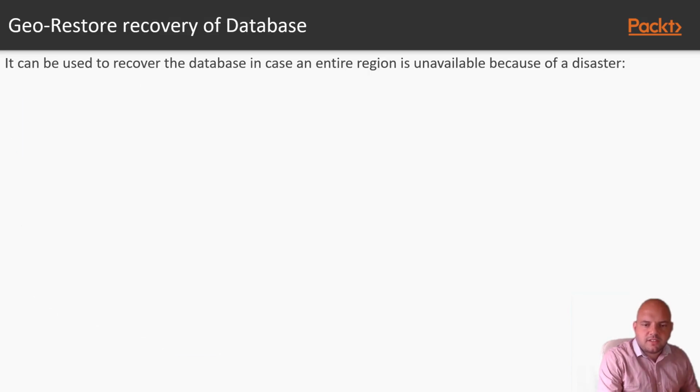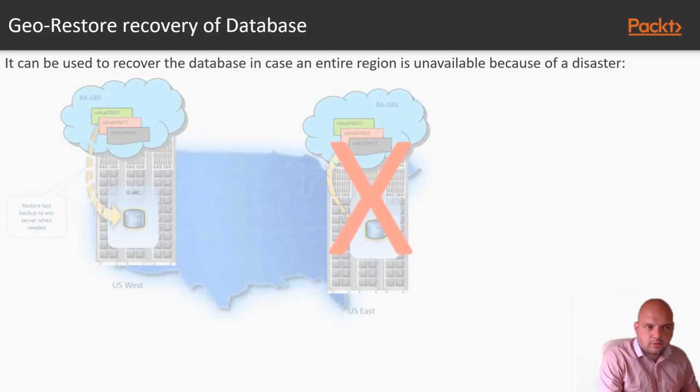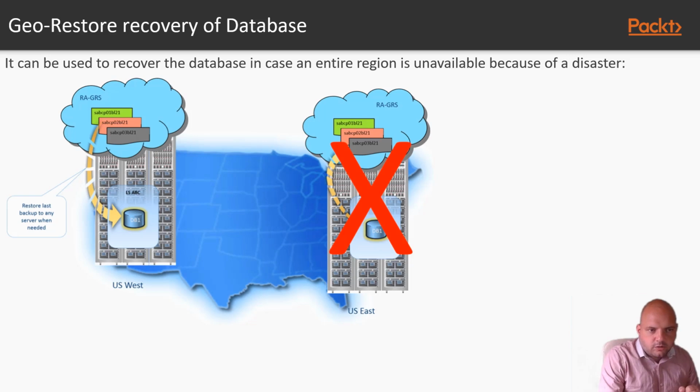GeoRestore can be used to recover the database in case of an entire region failure. So if an entire region fails because of a disaster, we can use GeoRestore to help us. So in the example here, the East Coast data center we lose, we can restore to the US West Coast. Now, GeoRestore doesn't support point-in-time restore.